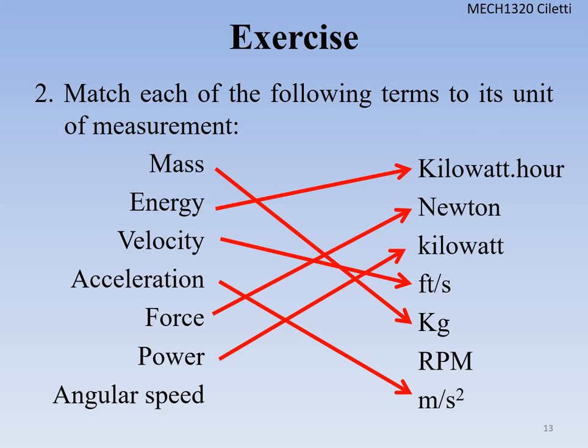And then angular speed, the last one left, is revolutions per minute. How many times does it go around a circle in a minute?